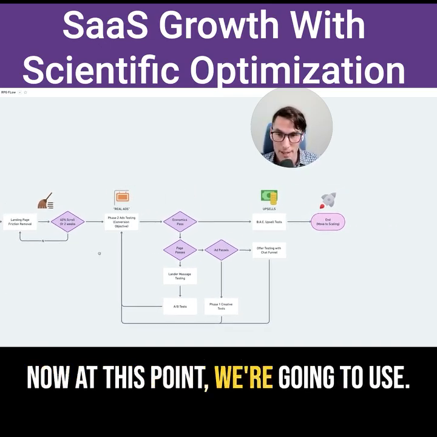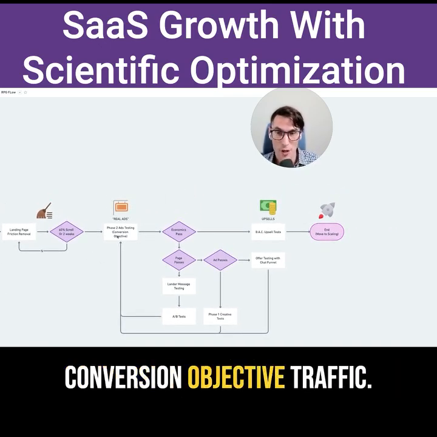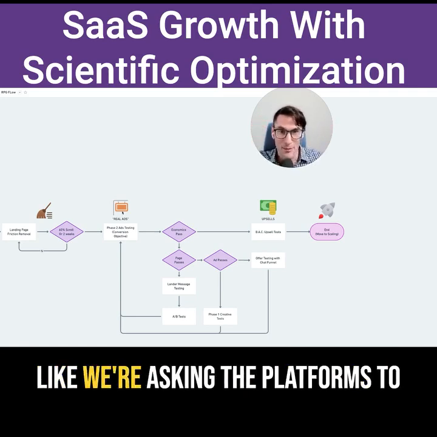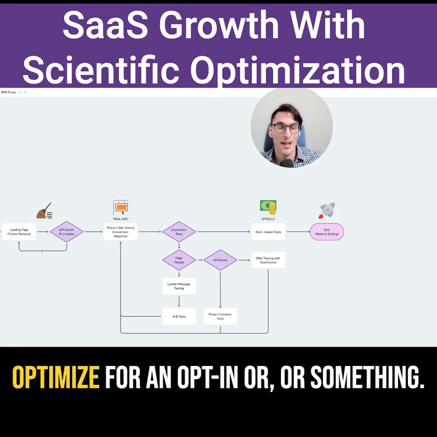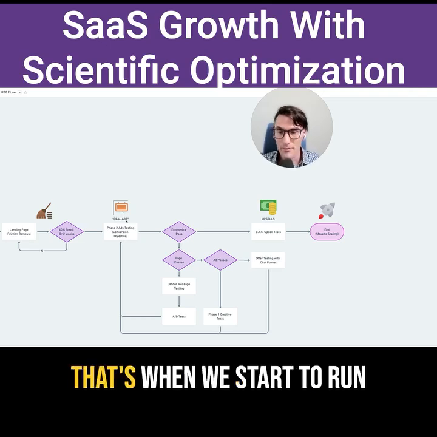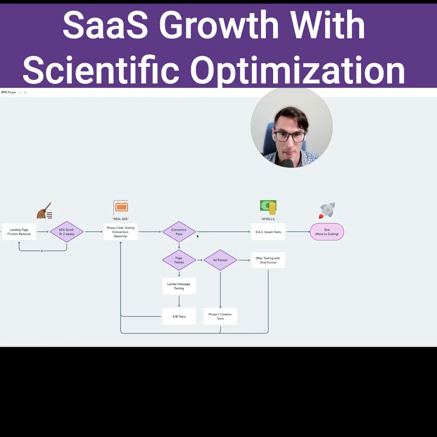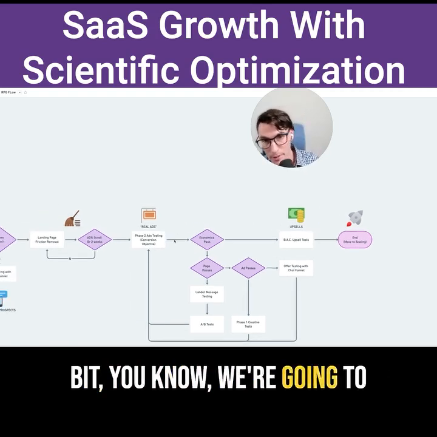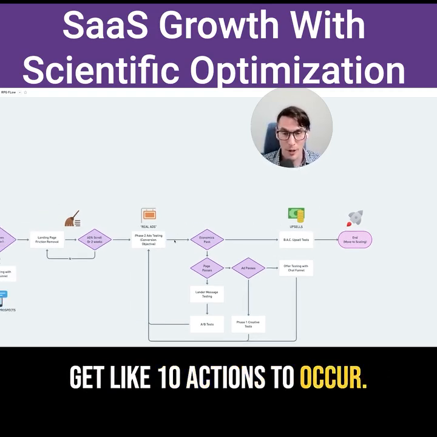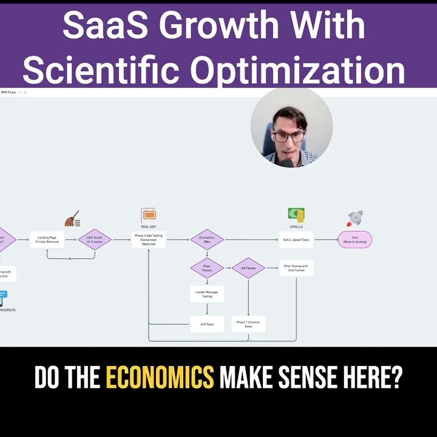Now, at this point, we're going to use conversion objective traffic. It's what I like to call real ads. Like, we're asking the platforms to optimize for an opt-in or something. That's when we start to run conversion objective campaigns. And so we'll run them just a little bit. We're going to get 10 actions to occur. And then we're going to check, hey, do the economics make sense here?